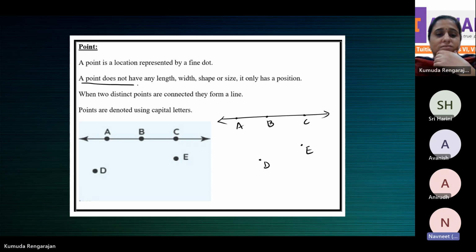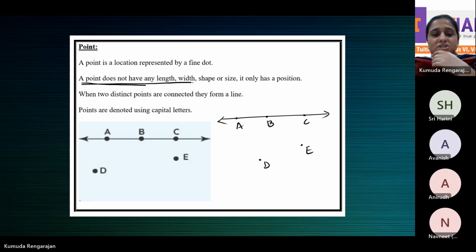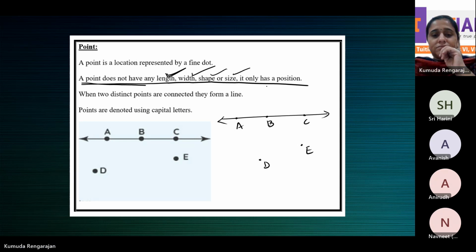Ma'am, we call it something exterior. What's that called? Exterior? That is with regard to a circle. That's okay. Fine. A point does not have any length, width, shape, or size. It only has a position. Remember all this. A point does not have a length. It does not have a width or breadth. So shape, size. It has only a position.